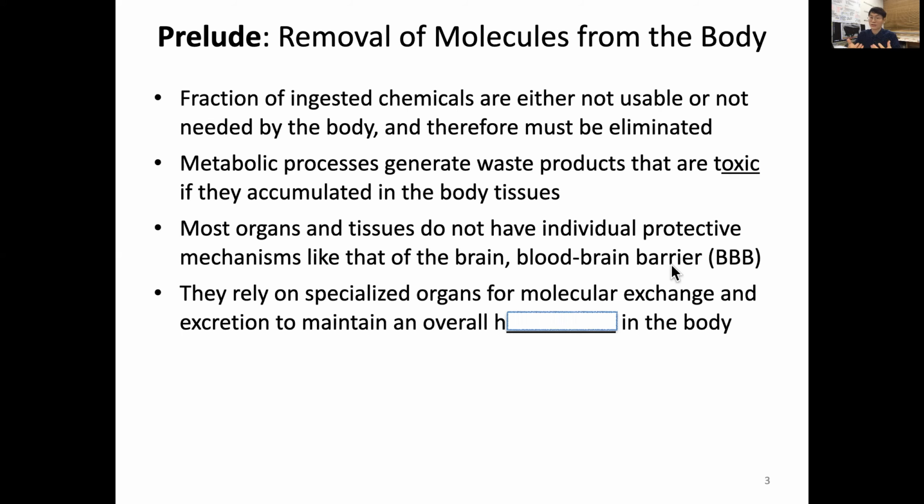This was the discovery that somehow there is a mechanism to protect our brain and spinal cord from external chemicals, which could be potentially harmful. So that's the blood-brain barrier, which is protecting our very important central nervous system. But the other organs do not have these individual protective mechanisms, so they rely on specialized organs for molecular exchange and excretion to maintain overall homeostasis in the body.